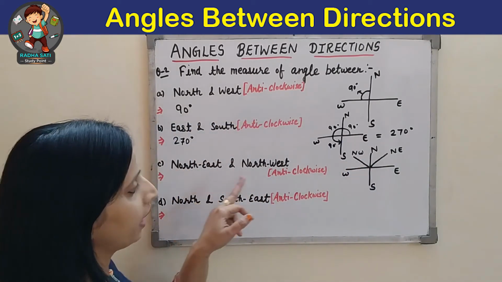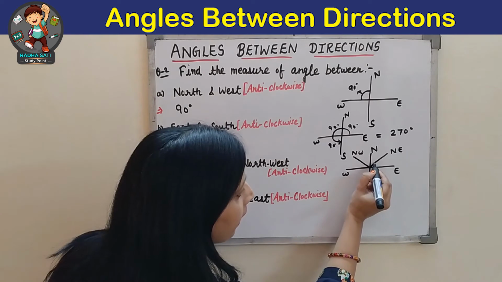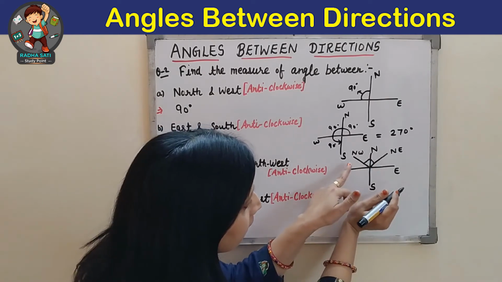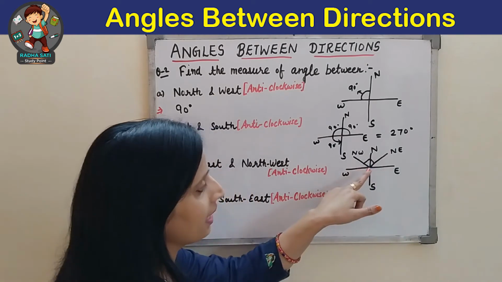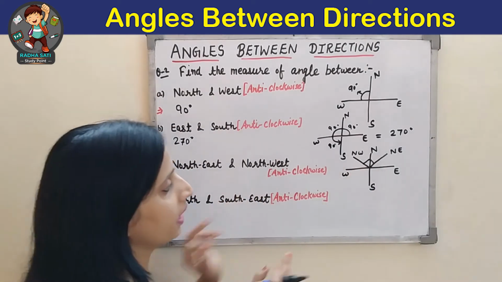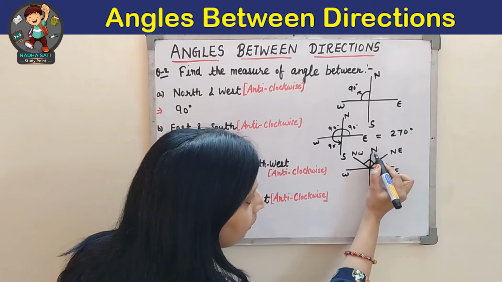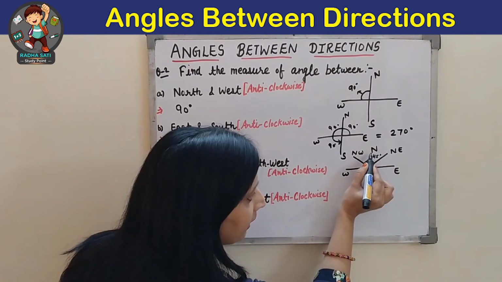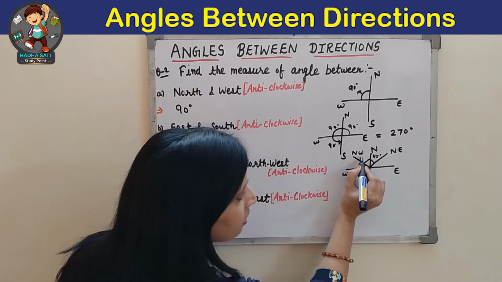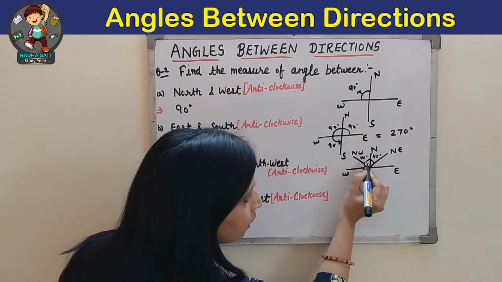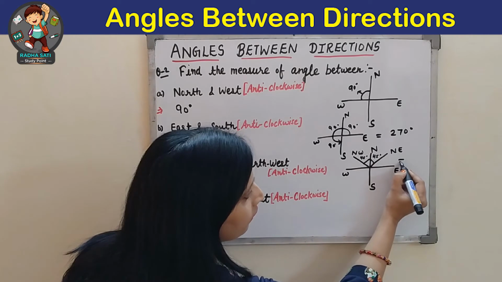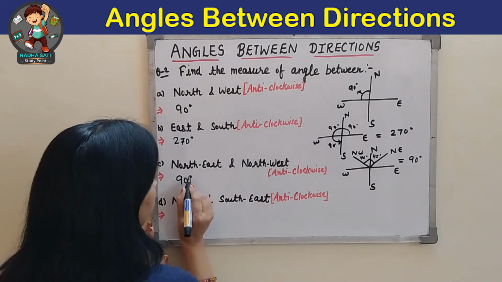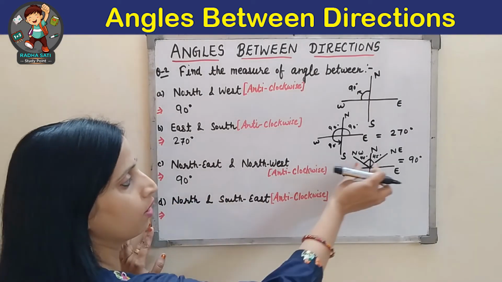Now we have to find out the angle between northeast and northwest, and we can see that a 90 degree angle is getting formed here, because the angle between north and northeast is 45 degrees, and the angle between north and northwest is also 45 degrees. So when we add up these two, we will get 90 degrees. So it's a right angle getting formed here.